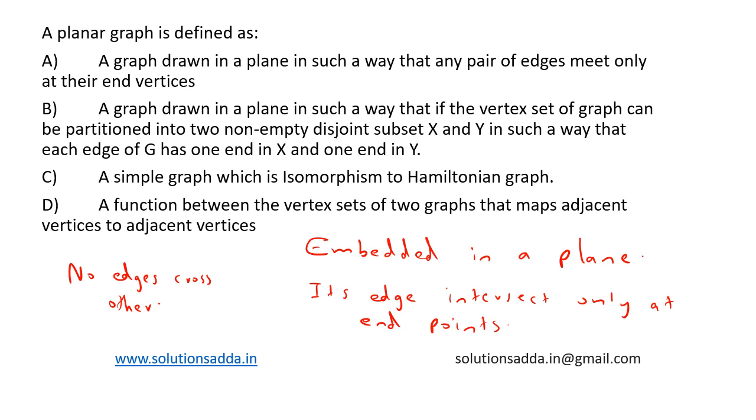So, from the four options given, it is evident that option A, a graph drawn in a plane in such a way that any pair of edges meet only at their end vertices, is the correct definition of a planar graph. So, option A is the correct choice. What option A means is that the edges do not cross each other and they intersect or meet only at their end vertices. This is what option A means, and option A is the correct answer.